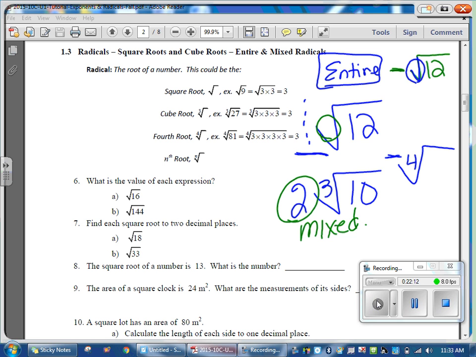You leave that negative sign out front. Okay? Let's go 18. 16 is a perfect fourth. So, the number in the check mark part, that's called the index.